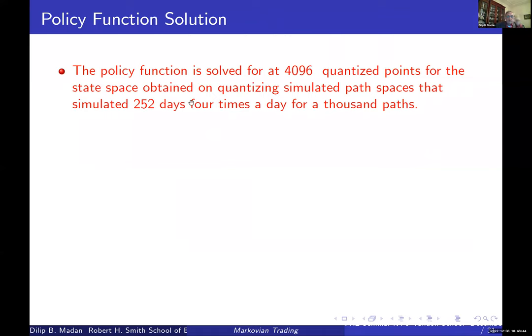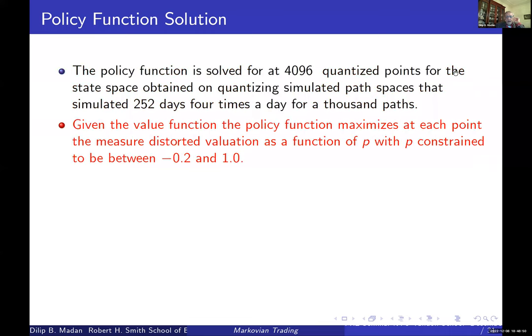So we solve the policy function for 4,096 quantized points. And the Markov states were what I told you, the y, the alpha naught, the alpha 1, the alpha 2. And these alphas, the initial values for the alphas, you can get by taking a weighted average of past shocks.